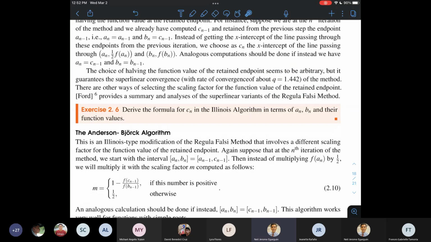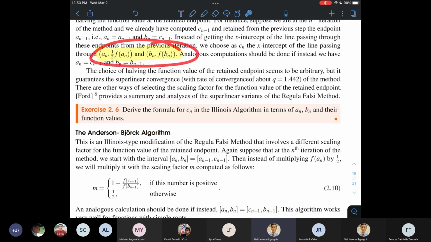Okay? Naka-describe naman dito kung paano nyo kukunin. So nagkakaroon ka lang ng 1/2 na factor dun sa function value nung na-retain na endpoint. Okay? So, you'll just need to figure out paano nyo, meron kayong bisection. Palitan nyo yung computation ng C using equation 2.9. You'll get the classical Regula Falsi Method. Okay? Tapos, para makuha yung Illinois version ng Regula Falsi, modify nyo lang ng konti yung pagko-compute ng C. Instead na f of a_n, dapat may 1/2 na kasama. So, the computation or deriving the formula for C_n is left as an exercise 2.6.